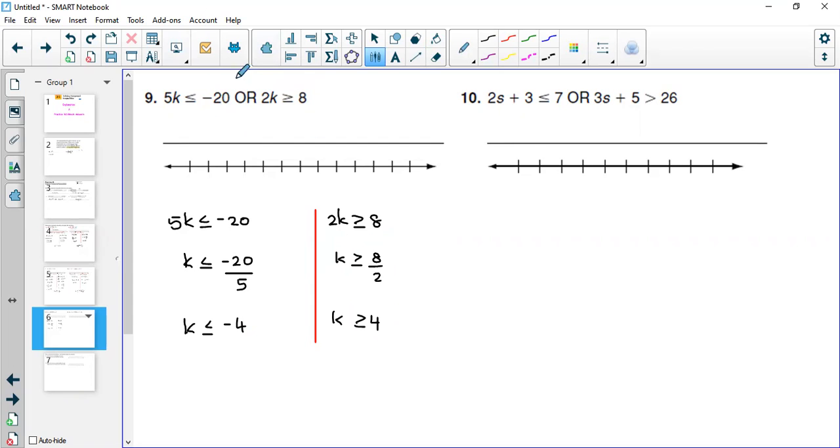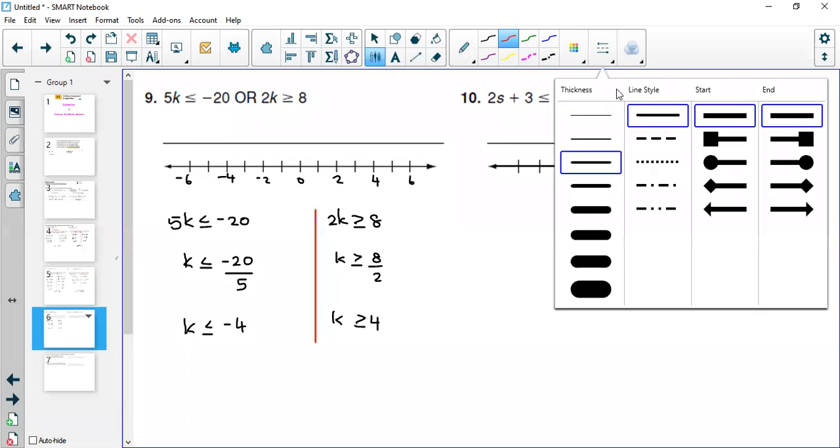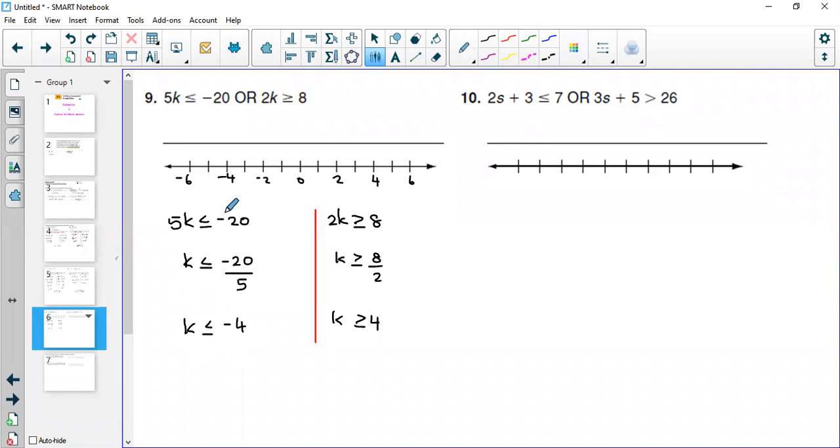Now already I explained why we have to use the word or, because these cannot be written in a compound inequality form. If you would write them in a compound inequality, it will go wrong. You cannot write it, right? So let's graph this. Let me start with a -6 here, then goes -4, then -2, 0, 2, 4, 6. Okay, so to graph it, what you're going to do is just draw the circle that's on -4.